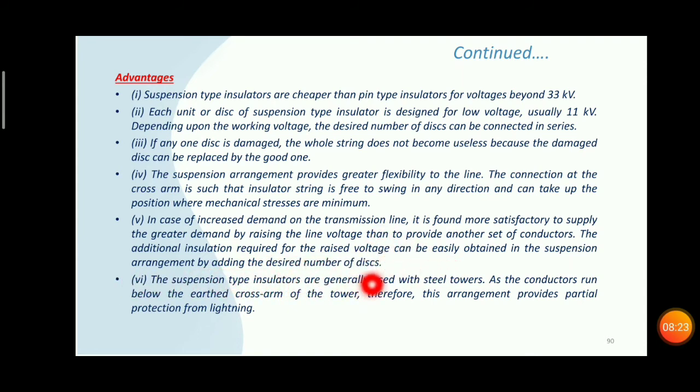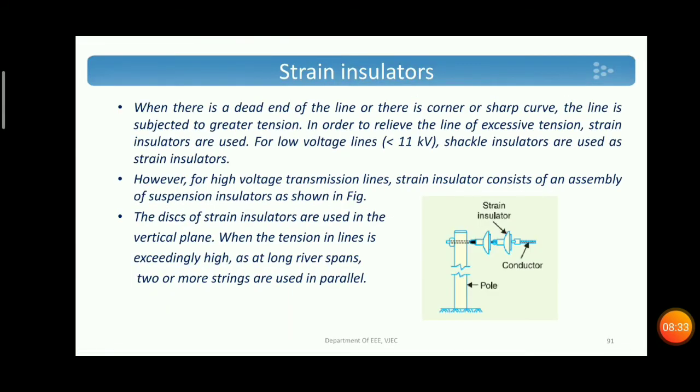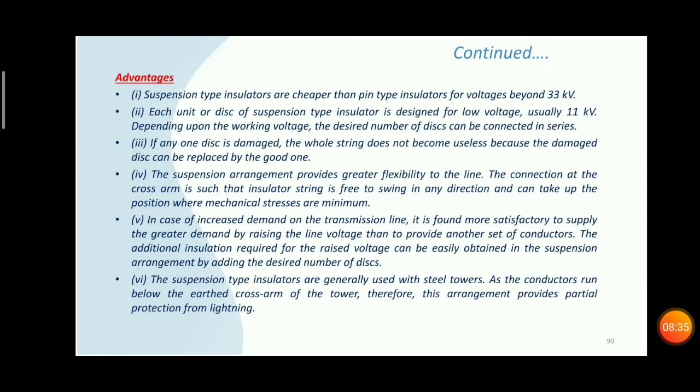The suspension type insulators are generally used with steel towers. For high voltages, steel towers are used and along with that suspension type insulators are used. Then, as it is a suspension type insulator, conductors are placed at the lower end. The chance of lightning striking the conductors also reduces as they are placed at the lower end. The lightning most affects the equipment which is placed at the top.